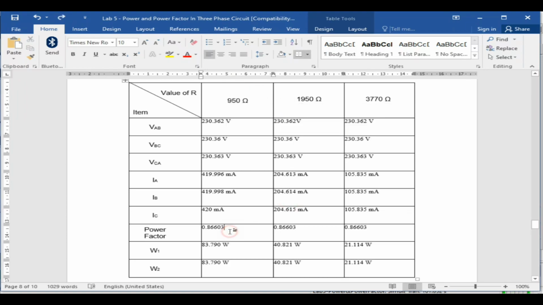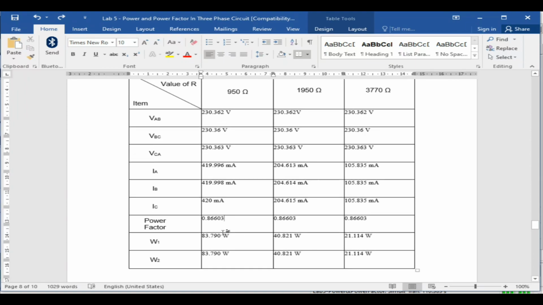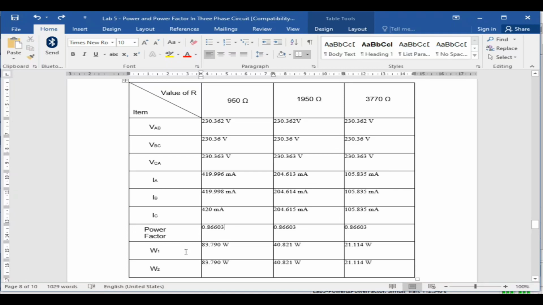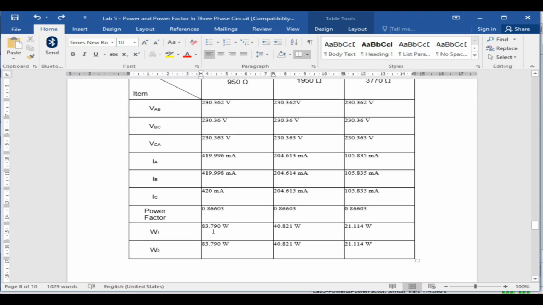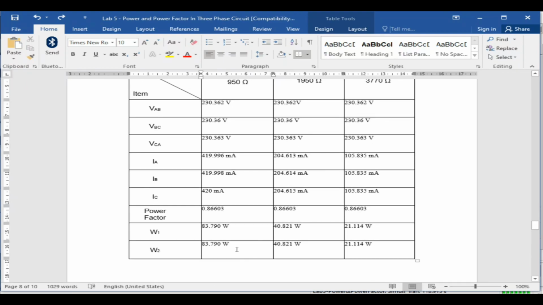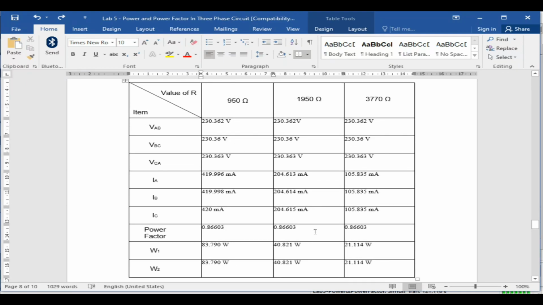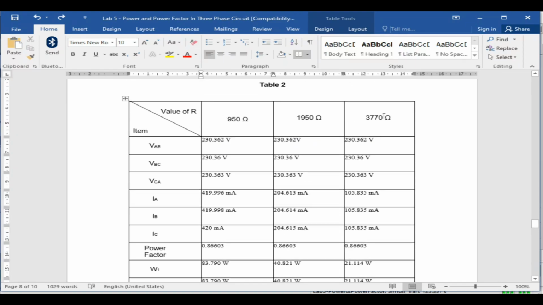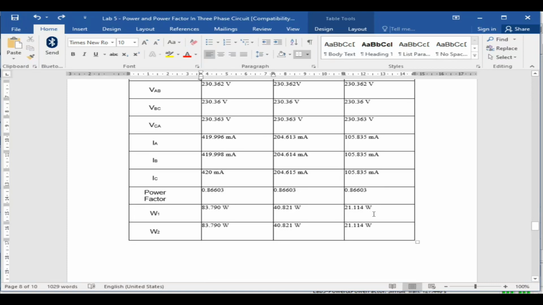For the power factor, we can see that they have the same value of 0.86603 for the three different resistor values given, and the power is 83.790 watt for 950 ohm, 40.821 watt for 1.95 kilo ohm, and 21.114 watt for 3.77k ohm.